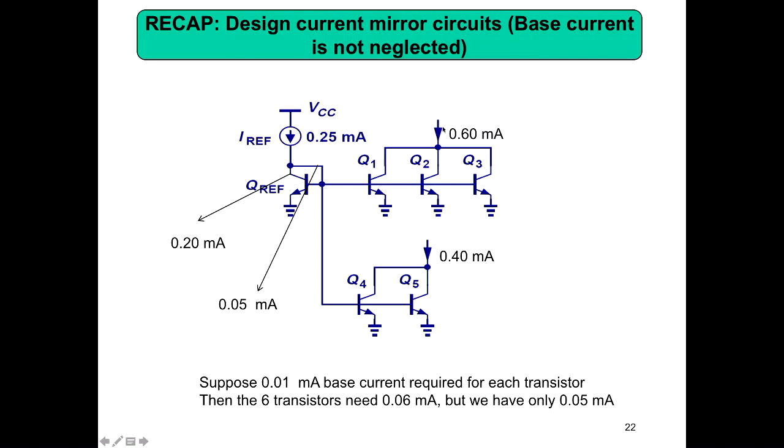But if you neglect the base current, you are in the ideal world. You can connect an infinite number of transistors and you get the copy. But in the real case, each transistor needs a minimum bias current, so whatever current you are getting, you should be able to provide the biasing. Otherwise, you can't connect. Maybe here, if you are getting only 0.5 milliamps, you can't connect the 6. You can connect only 5 transistors.